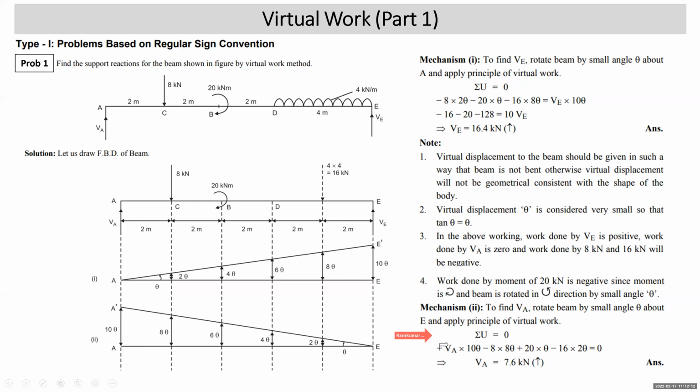Normally, for finding the reactions in a simply supported beam, you can just rotate the beam. You can see that we have preserved the geometry. Beam A was straight, right? So we have kept it straight even when it was rotated about A by theta or about E by theta.